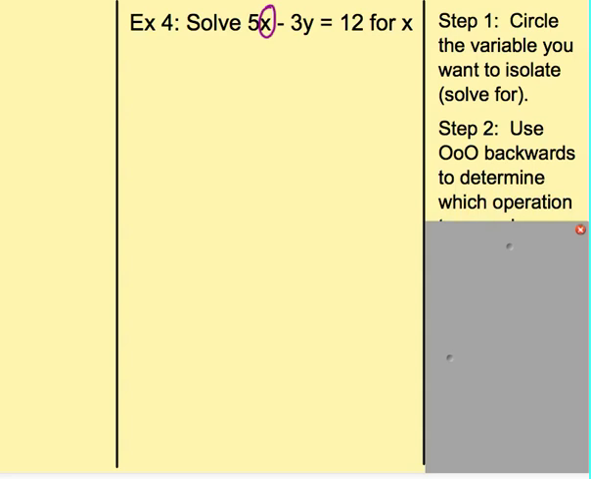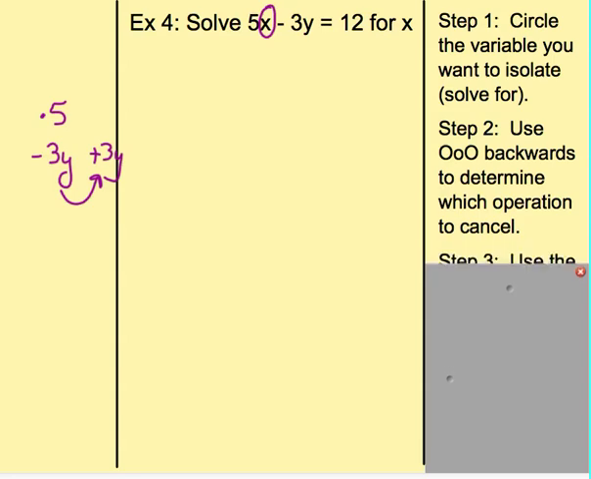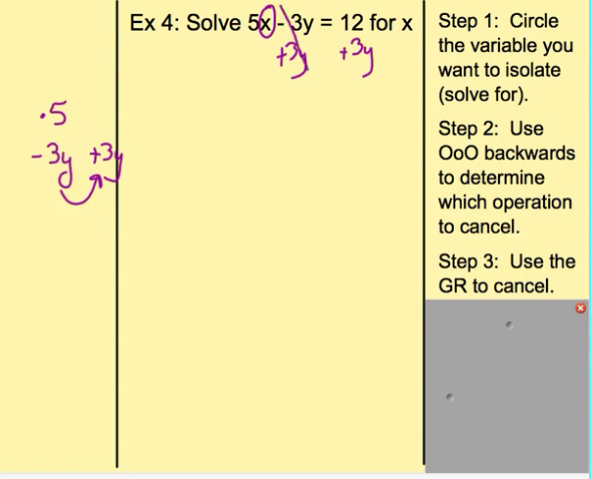Use order of operations backwards. If I knew what x was, I would first multiply it by 5, and then I would subtract the 3y from it. So working backwards to cancel, I will add 3y to both sides of the equal sign, which is my golden rule. On the left-hand side, why did I add the 3y? To cancel my negative 3y, leaving me with 5x, which is not isolated, so I'm going to circle it.